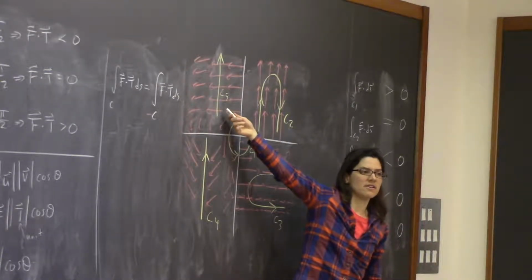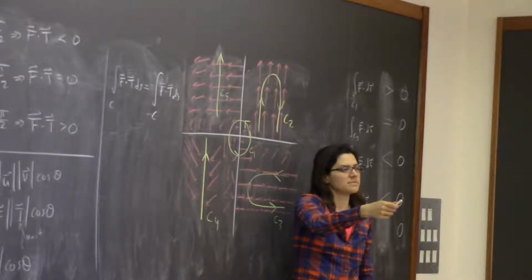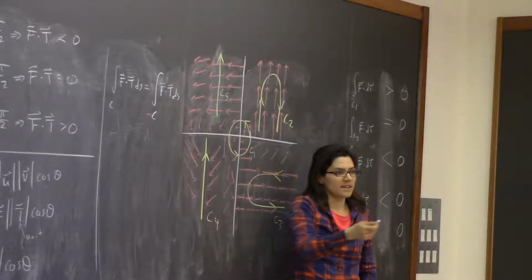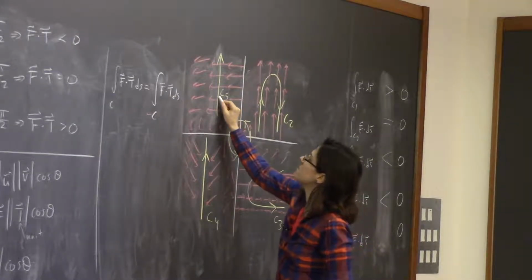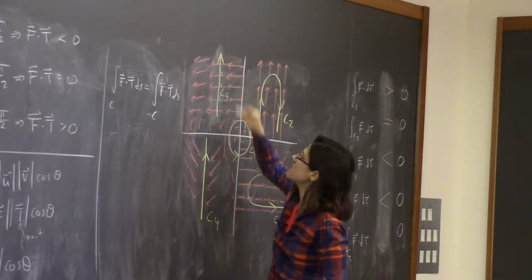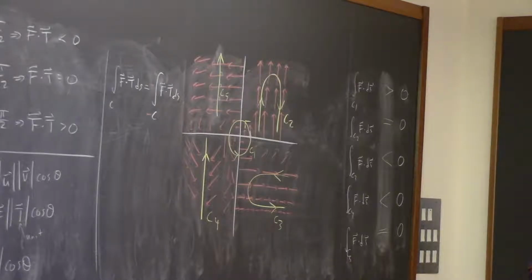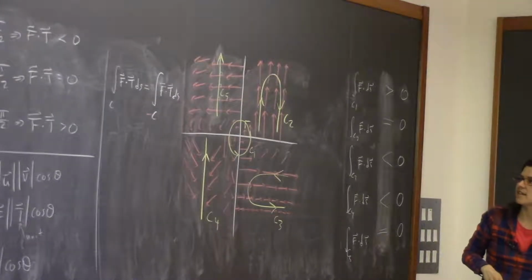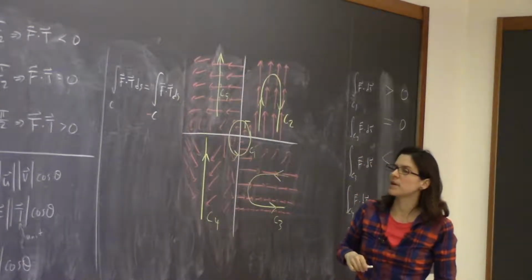Positive, negative, or zero? Zero, yeah, why? Flow is just perpendicular. Your flow is just perpendicular all the time, so the contribution at every point is zero. So it comes out zero. Yeah, nice. Okay. Great.